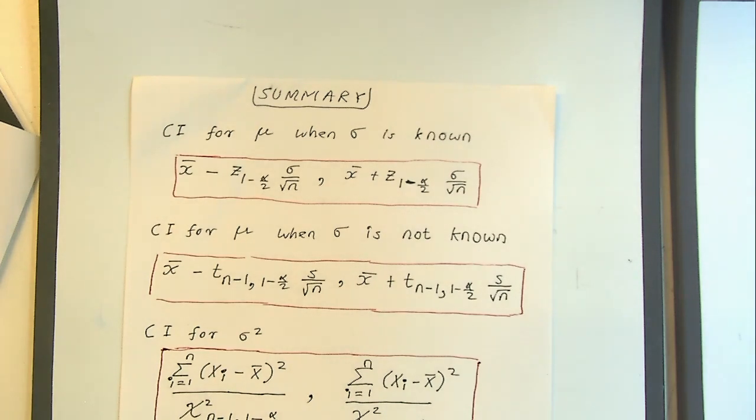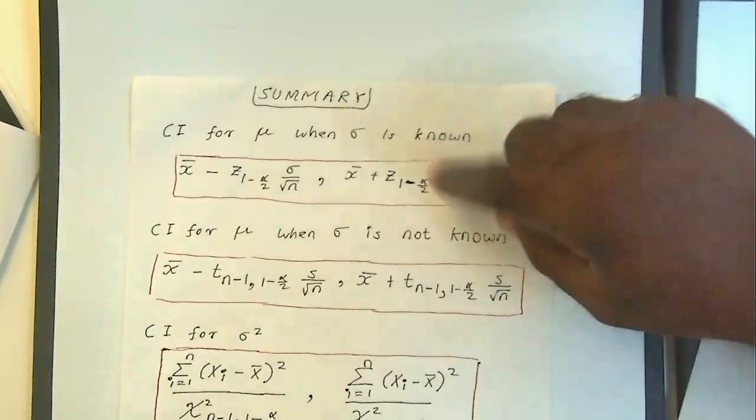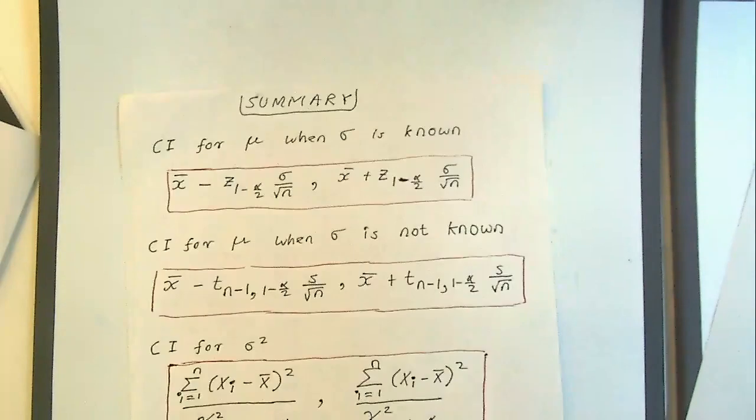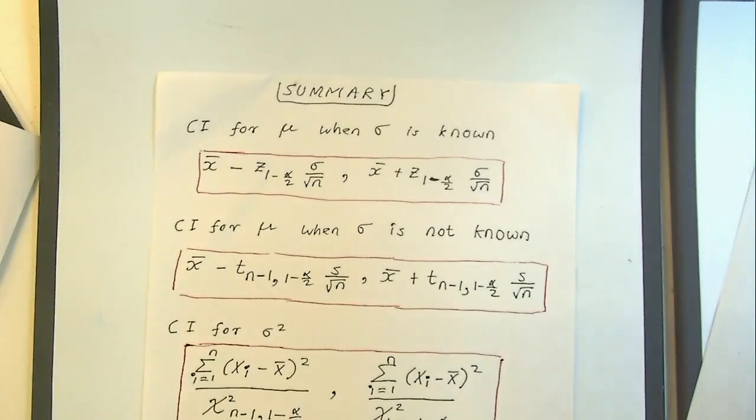Have you guys done question 1, please? Guys, tell me, have you done question 1? Now tell me which formula should you use for question 1. Is it 1, 2, 3 or 4? Which one should you use? 2? Why is it 2?